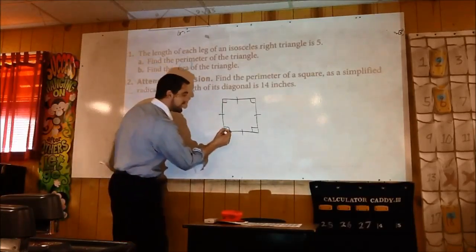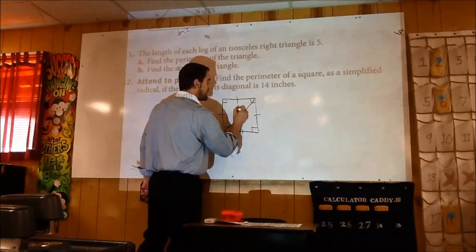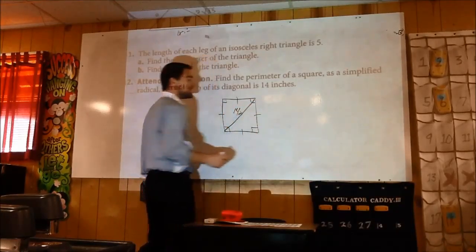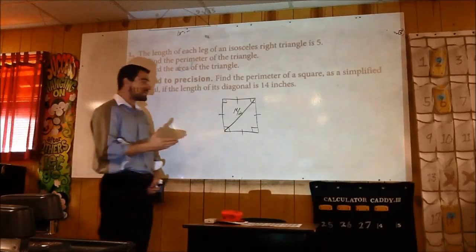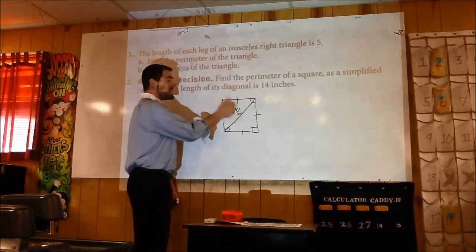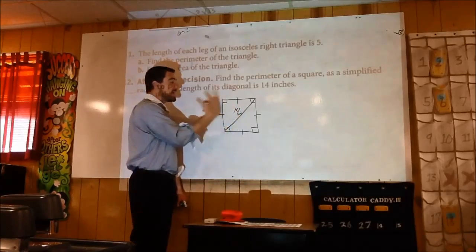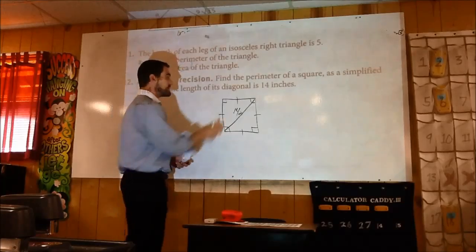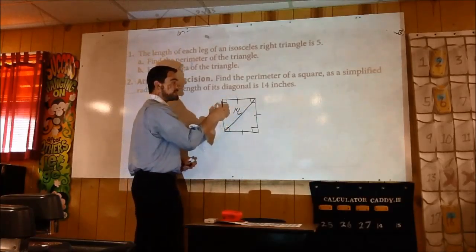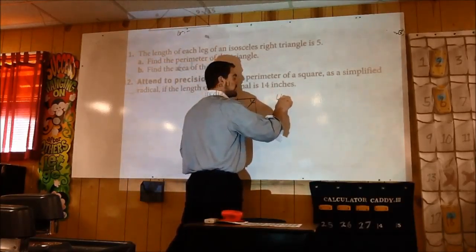And what we're currently looking at is the diagonal, which is 14 inches. Now, when you draw in one of the diagonals of a square, it breaks it up into 2 right triangles. And it happens to be 2 45, 45, 90 triangles, because it is a right isosceles. So that is the type of triangles we are dealing with.